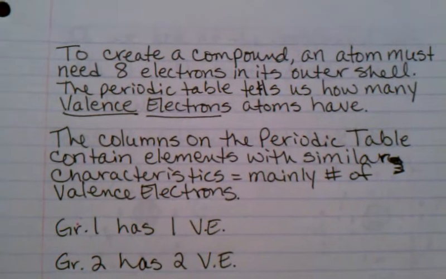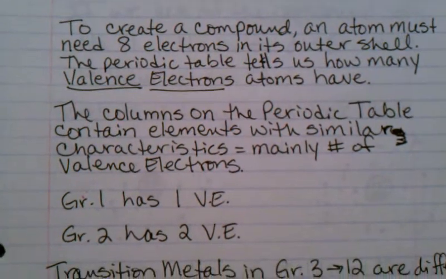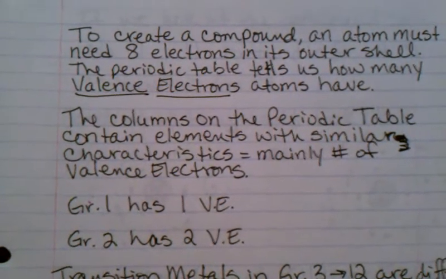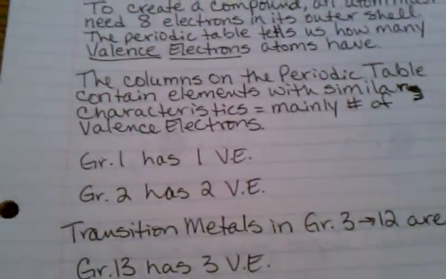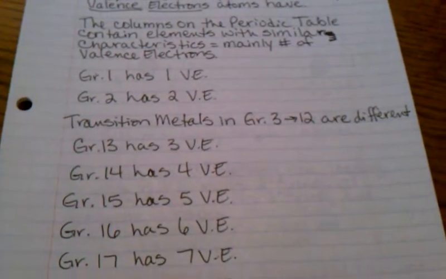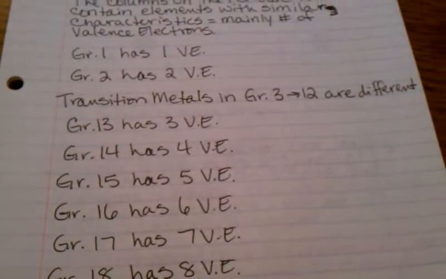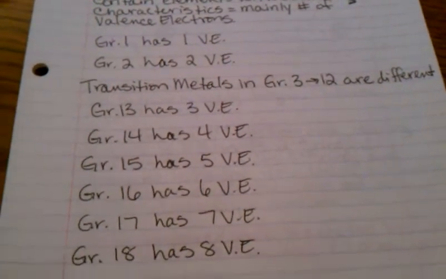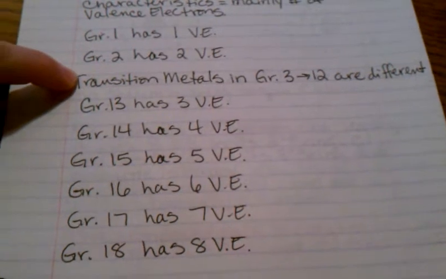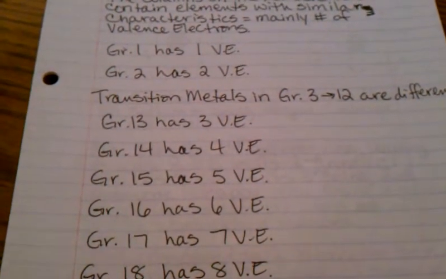The columns on the periodic table contain elements with similar characteristics, mainly the number of valence electrons. And as we look at the periodic table, we can see that whatever group it's in, we can determine how many valence electrons it has, with the exception of the transition metals. The transition metals are just strange. There's always an exception to every rule in science.